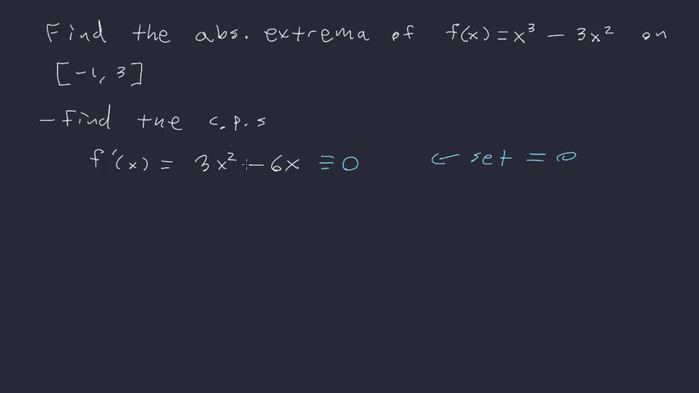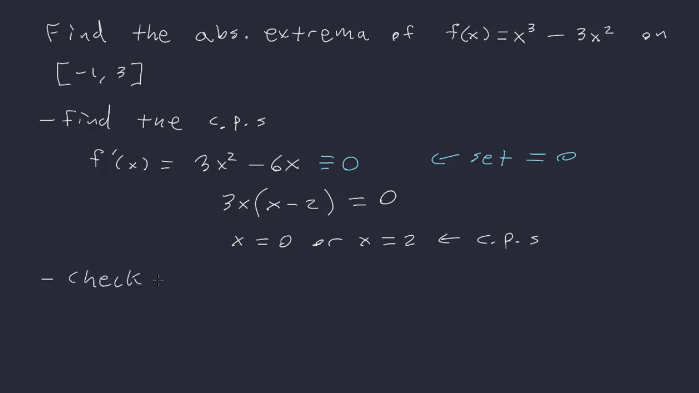Anyway, we are now setting this equation 3x squared minus 6x equal to 0, so they both share 3x, so I'll factor that out. We'll get 3x times x minus 2 equals 0. So x is equal to 0 or x is equal to 2. And there we go. Those are the critical points. Now both of those are in this interval, -1 to 3. So now we're just going to check the critical points and the endpoints.